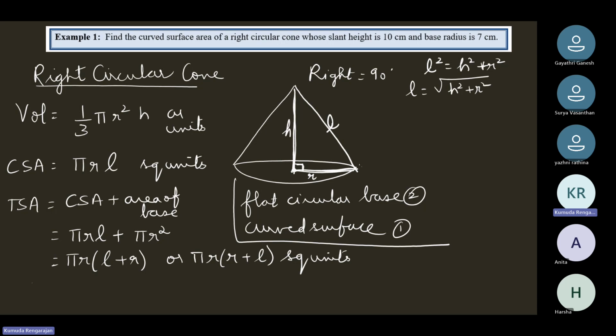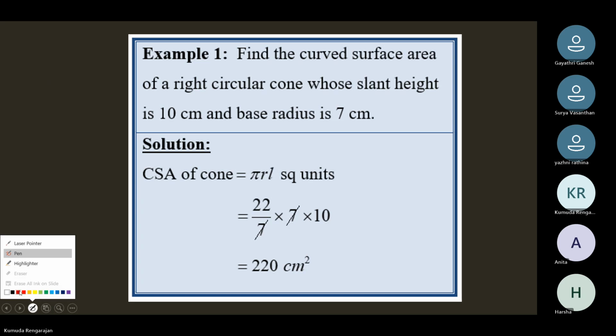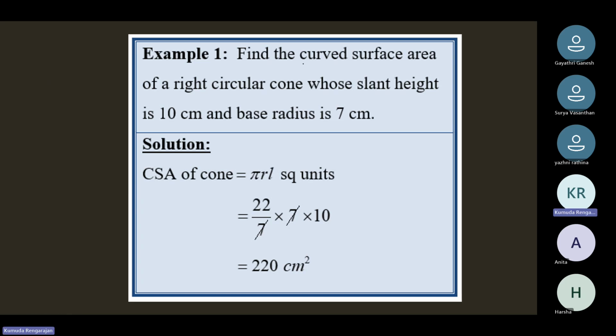Okay, so that's about the formulae. Now see the first one. You'll have to find the curved surface area. So CSA, curved surface area of a cone, is given by the formula pi RL.